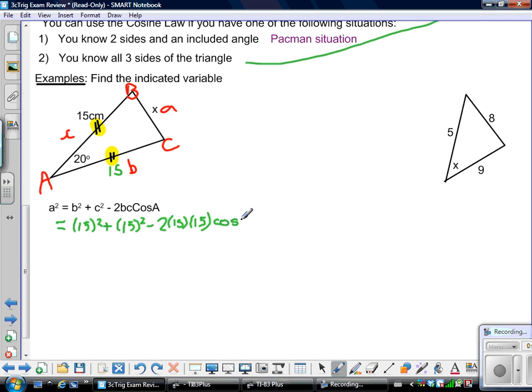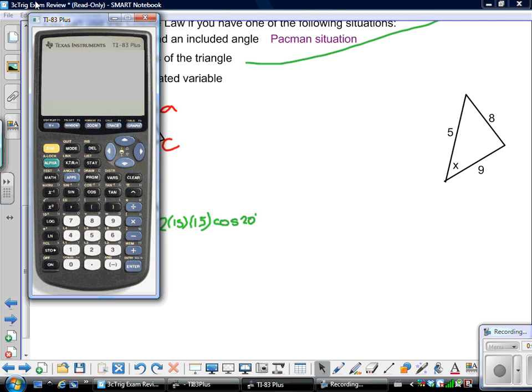Now this is where the problem happens with students. You've filled in your formula, but if you don't follow order of operations, you're going to get the wrong answer. So if you're using one of the graphing calculators, it's just as easy to type the whole thing in and you'll get the right answer. But if you're not going to use the graphing calculator, literally calculate things.